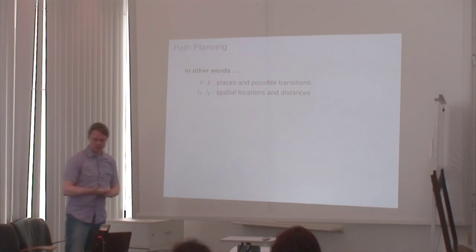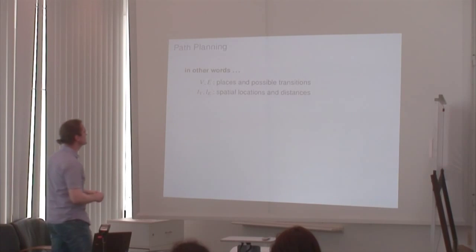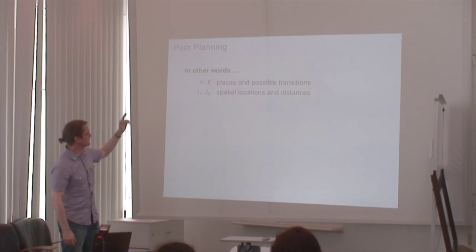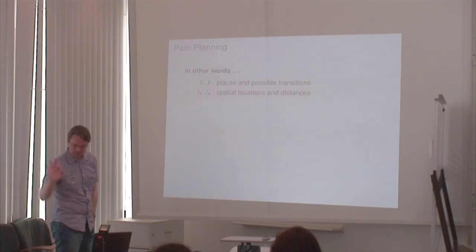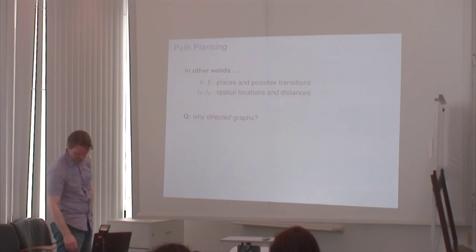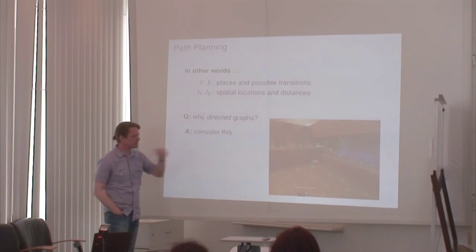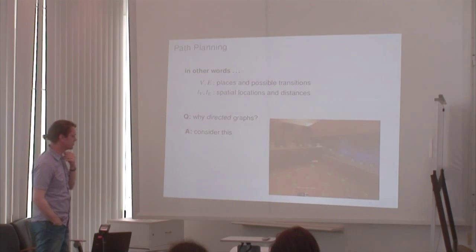Let's go back to this. So again, in other words, topology is encoded in the vertices and edges. They denote places and possible transitions, and the two labeling functions denote, say, Euclidean locations and distances. Now, why do we need directed graphs? Any idea? Let's consider this. This is a screenshot of a game map in Game Crate 2.